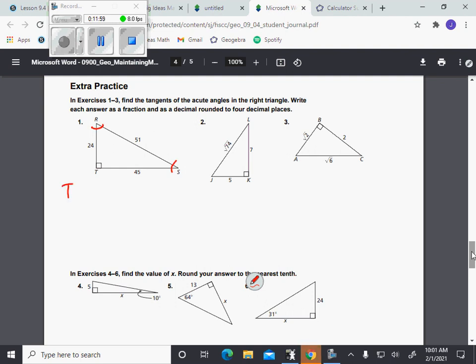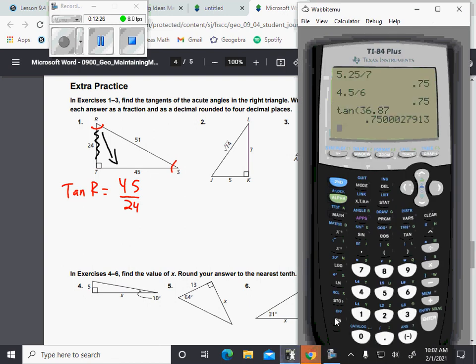So the tangent of R is equal to 45 over 24. Okay, why is that? Well, we go opposite over adjacent. They also want us to write this as a decimal, so what's 45 divided by 24? It's 1.875.